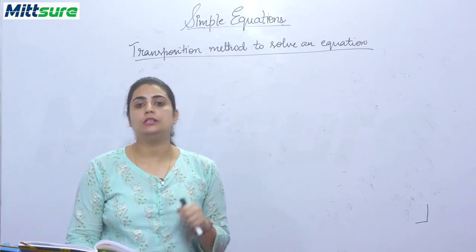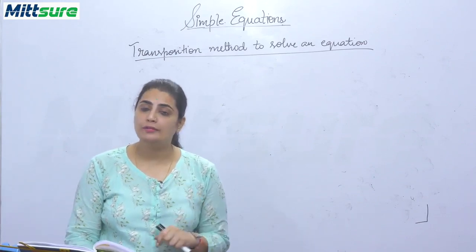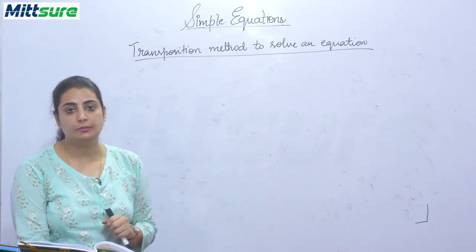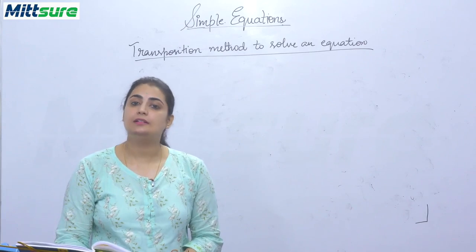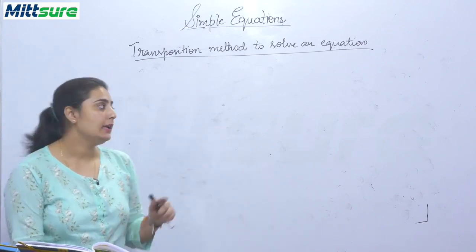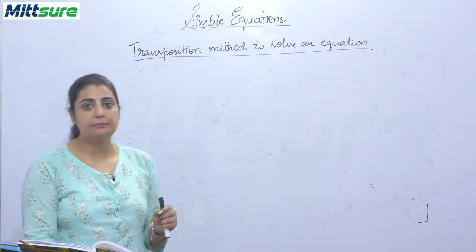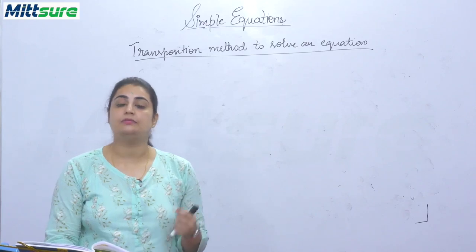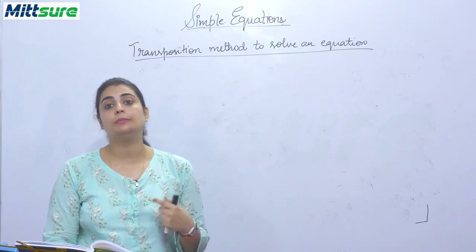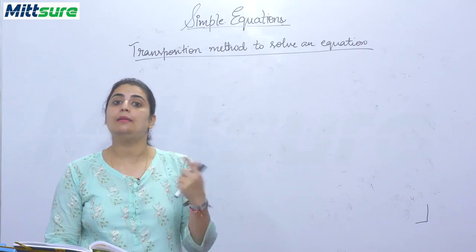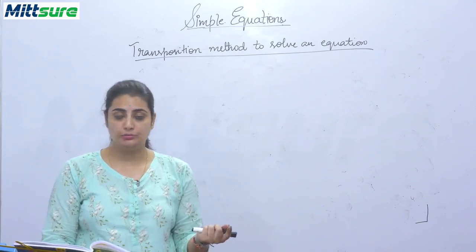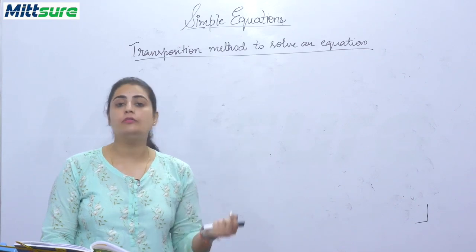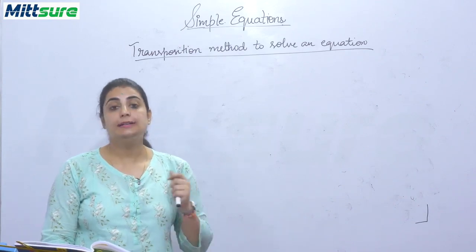If you are looking for the solution of an equation, you should always go for this transposition method in spite of using the systematic method and trial and error method. Because in this method, you have to simply follow a few steps without even thinking which number to be used to multiply both the sides or to divide both the sides or subtract or add to both sides. You can solve the equation directly.